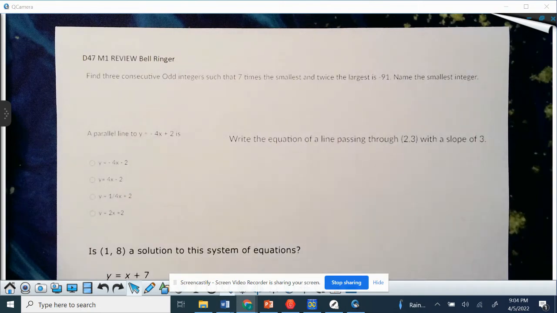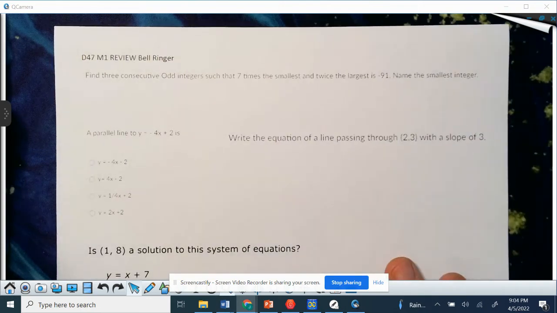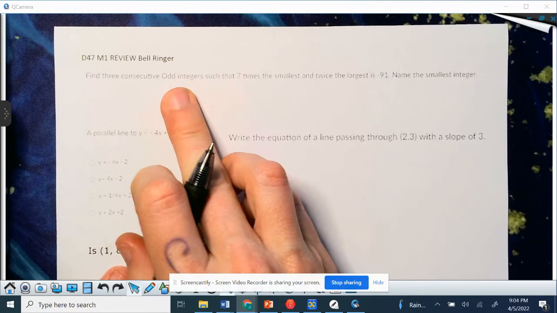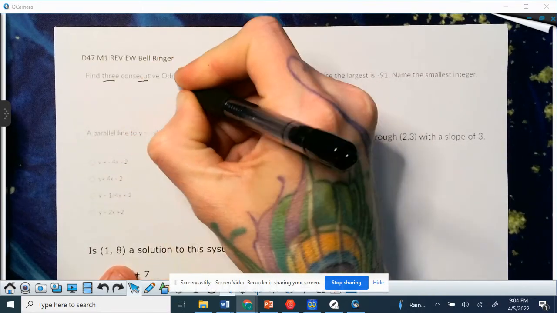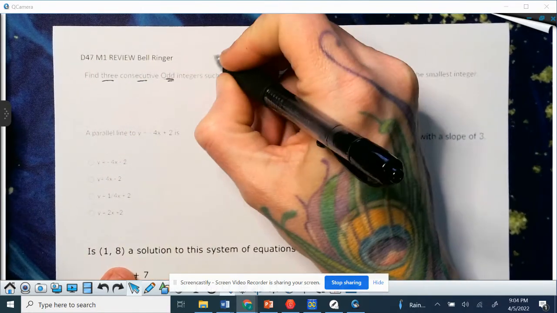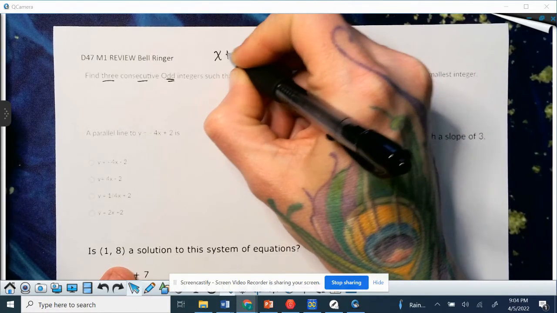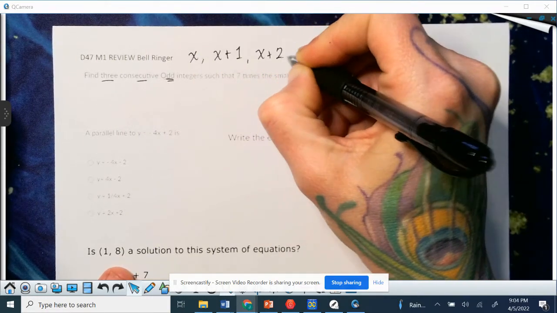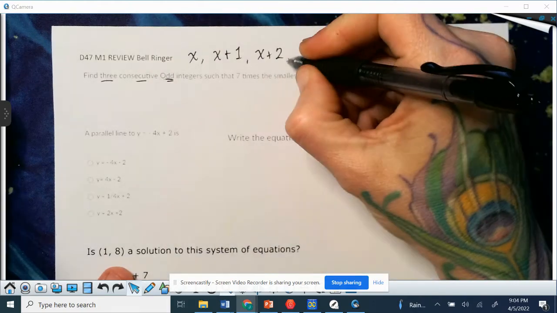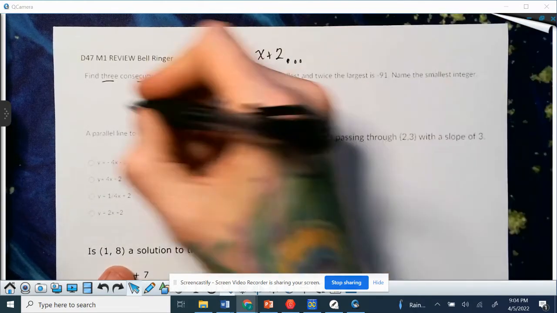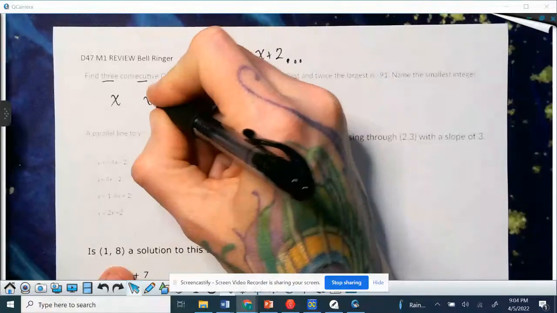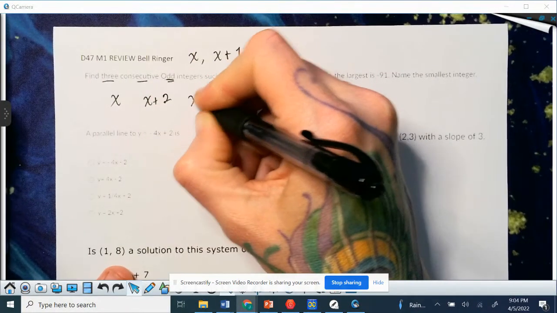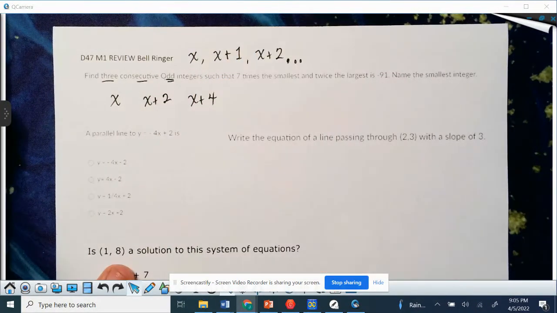So from our first review bell ringer for EOC practice questions, 3 consecutive odd. So we need 3 of them. They're consecutive and they're odd. Remember, when they're just by themselves, it's x plus 1, x plus 2. So if it's just consecutive, so not odd or even. If it's odd or even, remember it's x plus 2, and then x plus 4, and so on, 6, 8, all the way through.